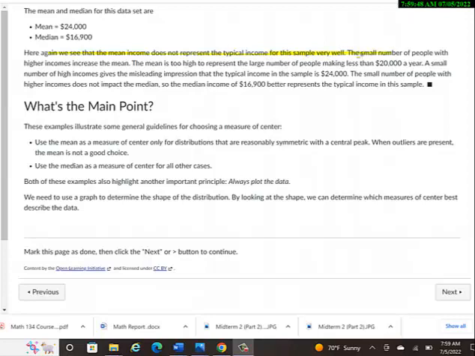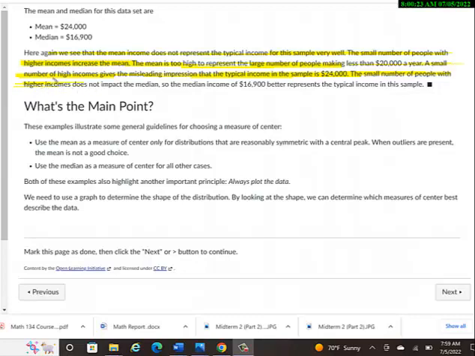Anyway, so here again we see that the mean income does not represent the typical income for this sample very well. The small number of people with higher incomes increases the mean. So like we were talking about, the mean is too high to represent the large number of people making less than 20,000 a year. A small number of high incomes gives the misleading impression that the typical income in the sample is 24,000. So yeah, if you had just told someone, I took a poll of a bunch of people and it seems like their average or their mean income is 24,000, then you would think that there's a lot of people that have about that income. But really, there aren't that many people that have that income. The majority are between 0 and 20,000.